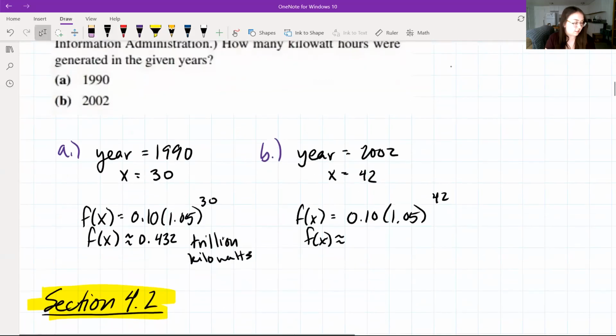And when we calculate this, you should get a value of about 0.776 trillion kilowatts.